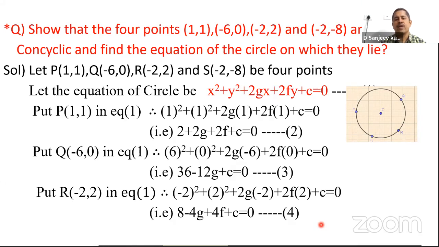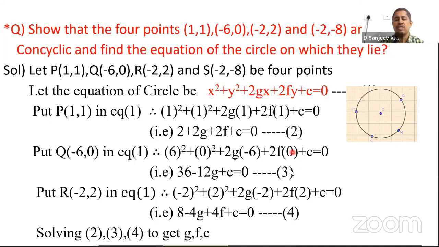Now the question is, why do you take only these 3 points? Why can't you take the other 3 points? It is up to you. You can take the first point as (-6, 0), second point as (-2, 2), third point as (-2, -8), or any other order you can take. It is not very important which order you take. You take any of the 3 points. I just followed the order which is given: the first point I have taken as P, second point as Q, and third point as R, and substituted the points. You can change the order, put any point and get an equation.